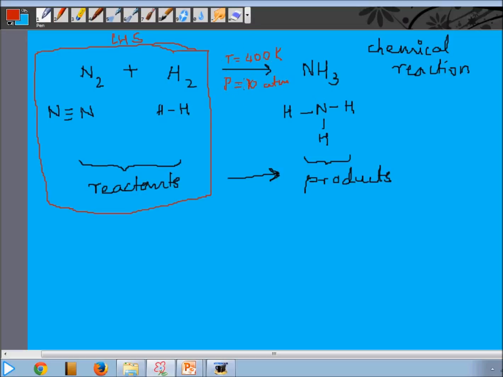Above the arrow or below the arrow, generally they are written above the arrow. Similarly, you can often find this triangle sign above the arrow. The triangle represents heating in a reaction. So these are some ways of writing experimental conditions in a given chemical reaction.